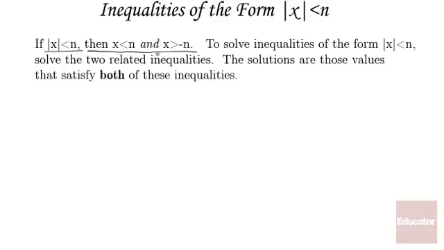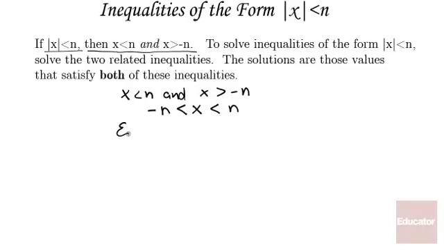Remember, another way to write this would be, instead of x is less than n and x is greater than negative n, I can write it in a way that's clear by eliminating the two x's, just have one x and eliminate the word and, and just clearly show the restrictions on x. That x must be greater than negative n and x is also less than n.